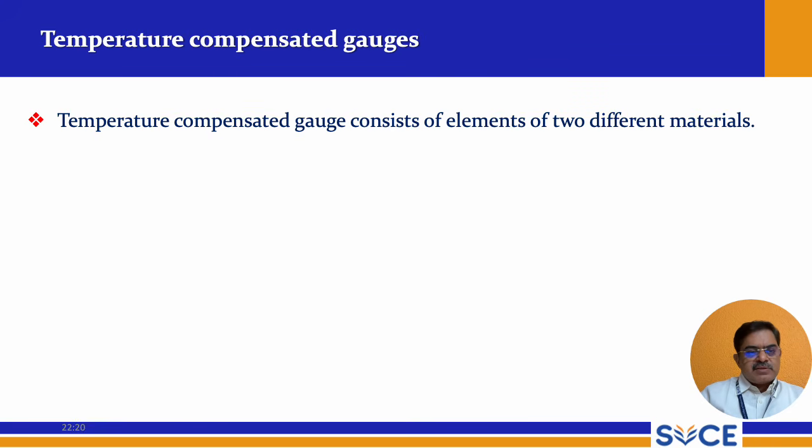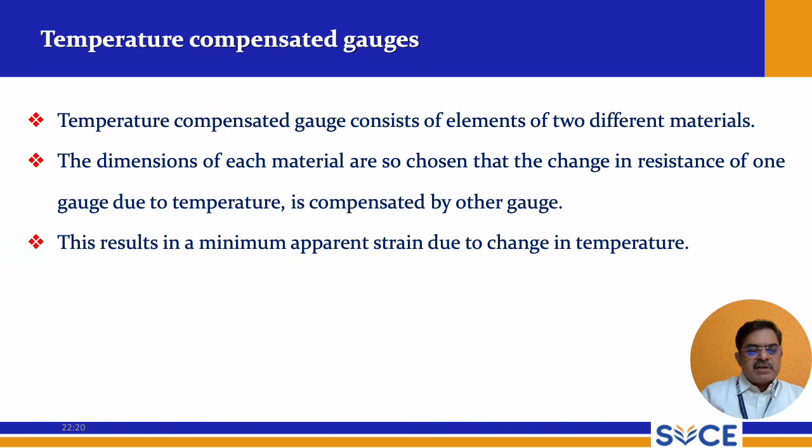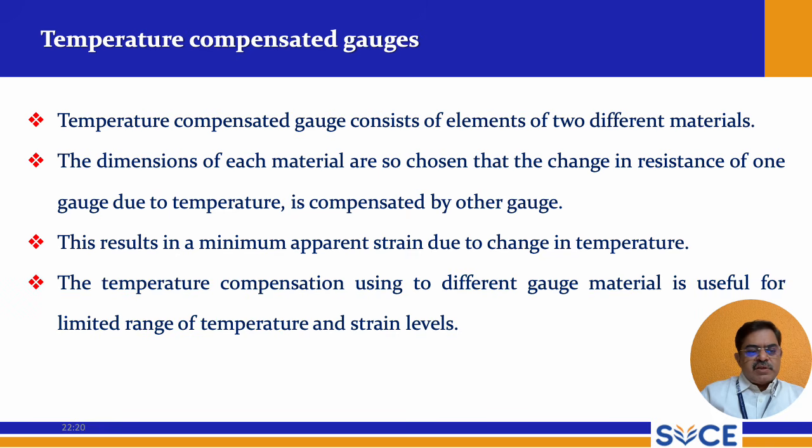So temperature compensated gauges. The temperature compensated gauges consist of elements of two different materials. The dimensions of each material are so chosen that the change in resistance of one gauge due to temperature is compensated by the other gauge. So that is why we are using two different materials, and this results in minimum apparent strain due to change in temperature. So the temperature compensation using two different gauge materials is useful for a limited range of temperature and strain levels.